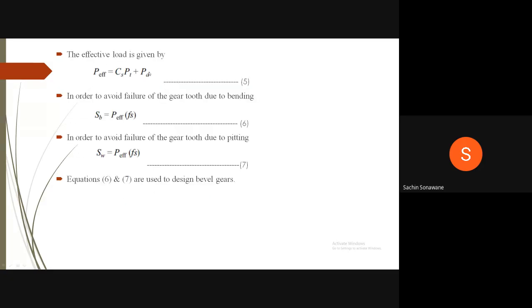The effective load is given by P effective is equal to CSPT plus PD, equation 5. In order to avoid failure of the gear tooth due to bending, SB is equal to P effective into Fs, equation 6. In order to avoid failure of the gear tooth due to pitting, SW is equal to P effective into Fs, equation 7. Equations 6 and 7 are used to design bevel gears. Therefore, all these equations we will use and we will solve the problem now.